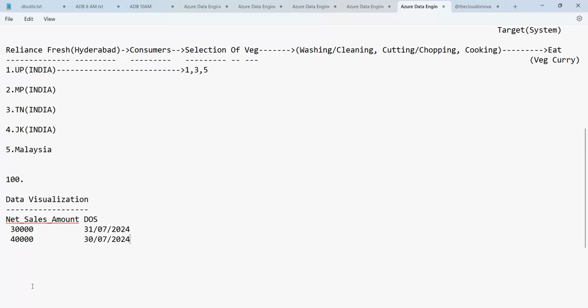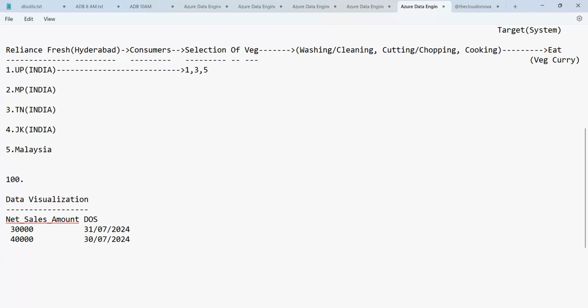10,000 lines like this, can you compare and tell manually which day has more sales? If you have 10,000 lines, can you say it manually? Not possible. That means analyzing such data manually is not possible.